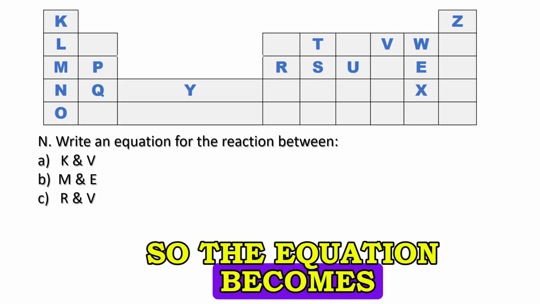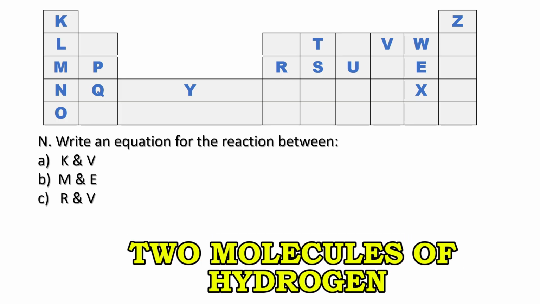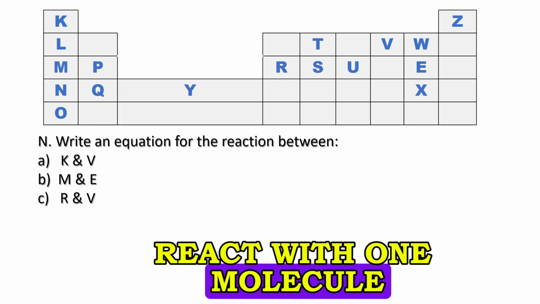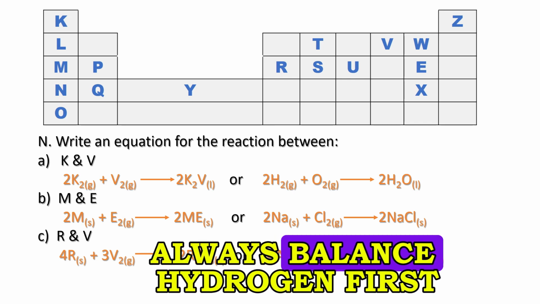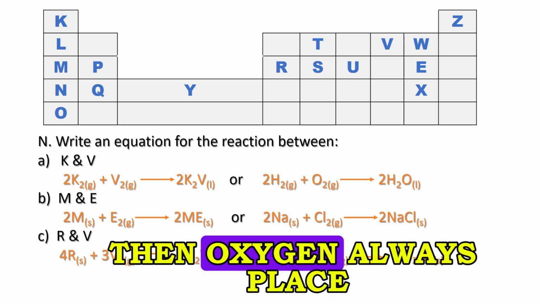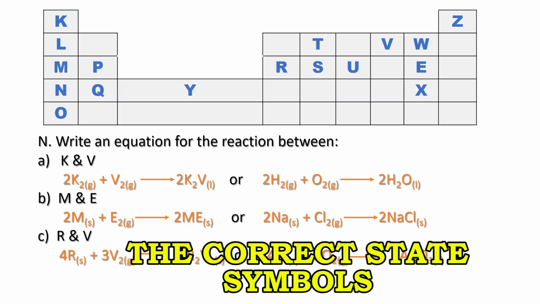So the equation becomes as shown. 2 molecules of hydrogen react with 1 molecule of oxygen to produce 2 molecules of water. Always balance hydrogen first, then oxygen. Always place the correct state symbols.